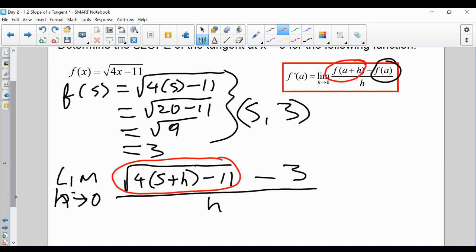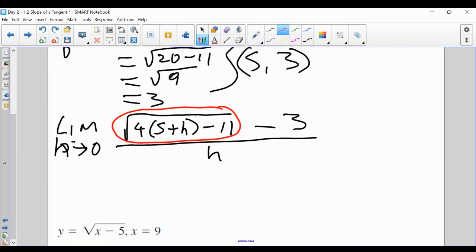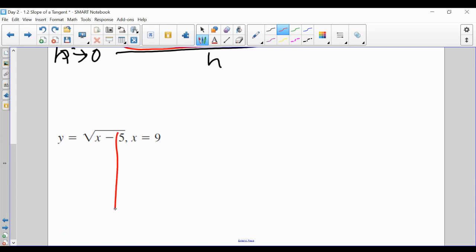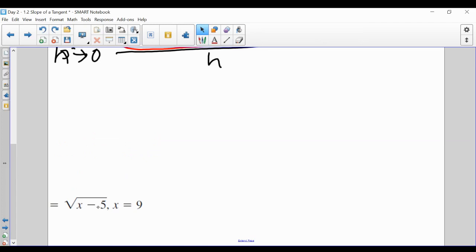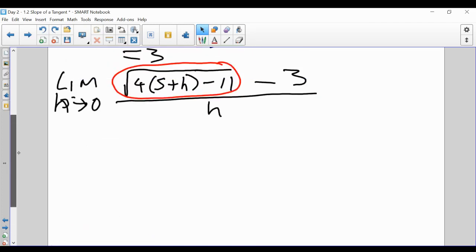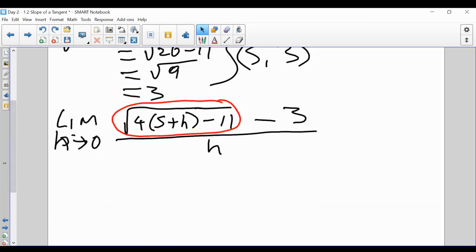All right, so let's keep going. This one is going to be yours later on. So let me bring that further down. And let's come back up here. So why don't we do a little bit of algebra on this part right here.